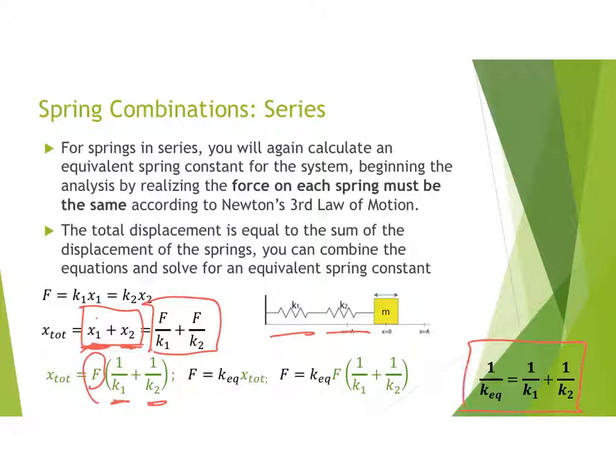Overall, if I want to know the overall spring constant, notice that I take 1 over K1 plus 1 over K2, and however many springs, that could be 3, 4, or more. Then whatever answer I get, you're going to have to also take the reciprocal of it again, because that equals 1 over the equivalent spring constant.